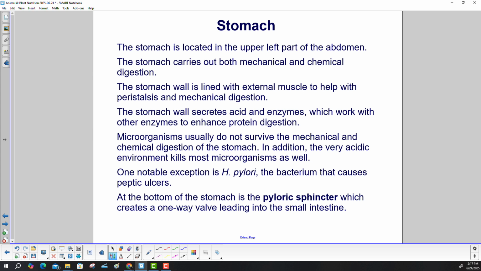Microorganisms usually do not survive the mechanical and chemical digestion of the stomach. In addition, the very acidic environment kills most microorganisms as well. One notable exception is H. pylori, the bacterium that causes peptic ulcers. At the bottom of the stomach is the pyloric sphincter, which creates a one-way valve leading into the small intestine.